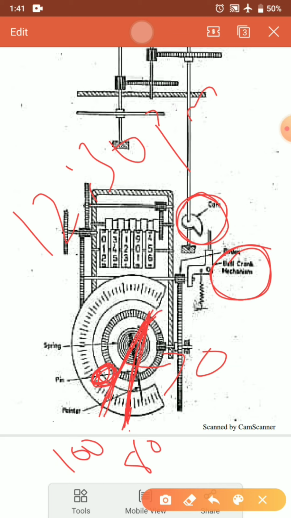In the second half an hour interval it is only coming up to 80, so this pin is not moved. Again at 1 p.m. this cam will rotate, connected to some synchronous motors or some type of motor connected to timing devices, which will give a signal, and the bell crank mechanism will again function, and because of this the pointer will come back to 0.